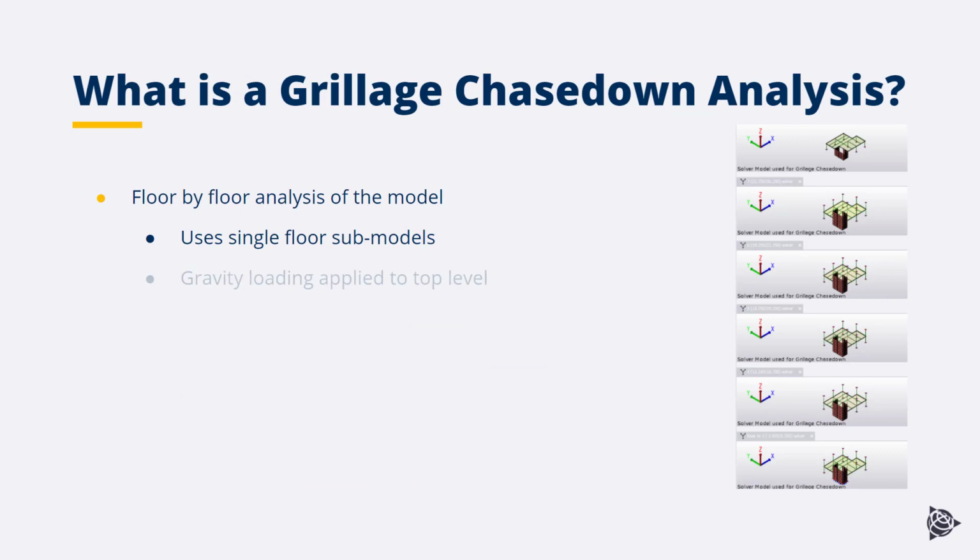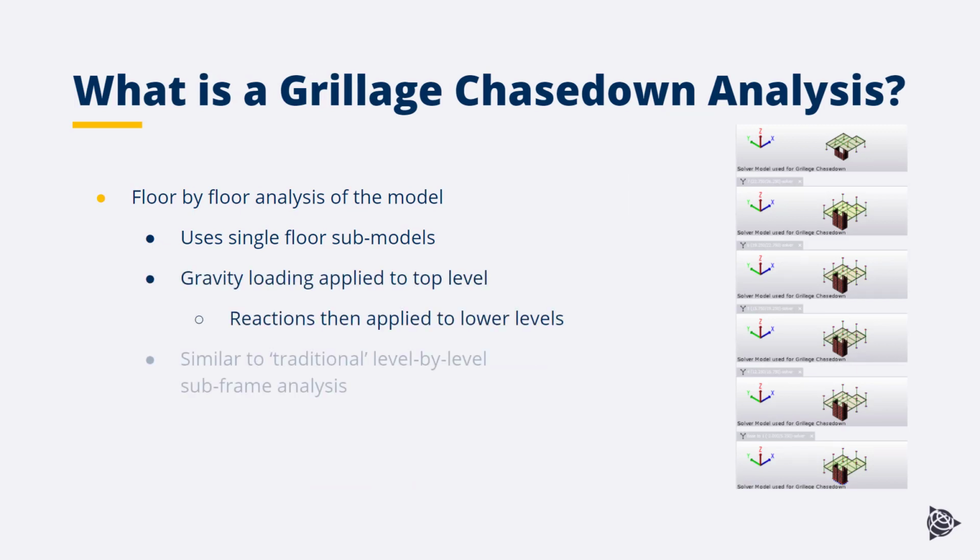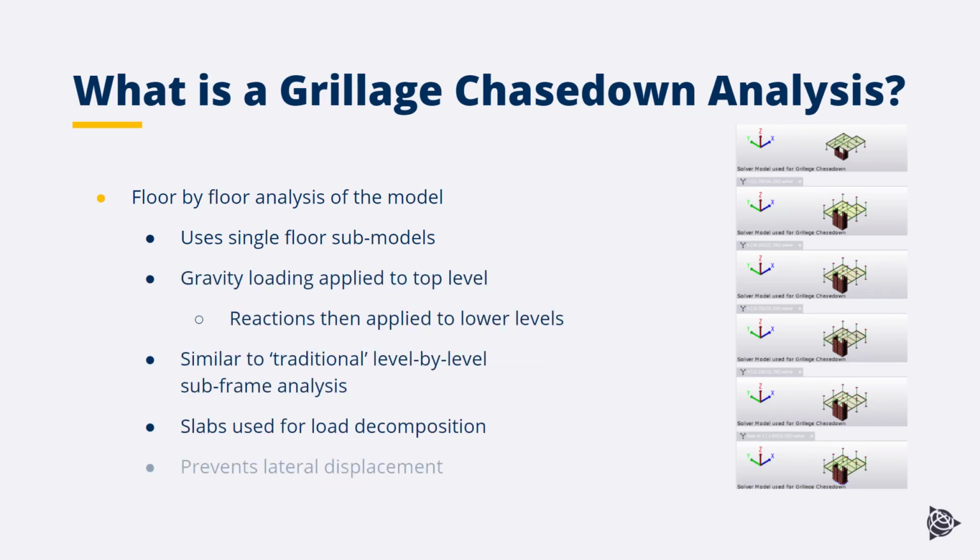Next we shall consider the Grillage Chasedown analysis and how the analytical model used will differ from that of the 3D building analysis. The Grillage Chasedown analysis will perform a level-by-level analysis of the structure using single-floor submodels. The vertical load will be applied to the top level first, and the forces and moments in the members calculated using the tributary area method.